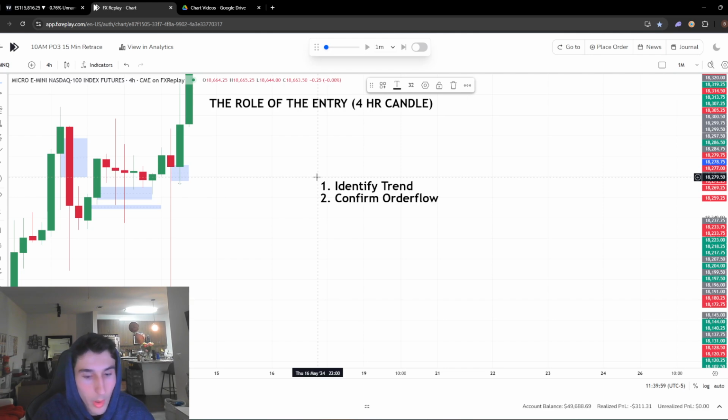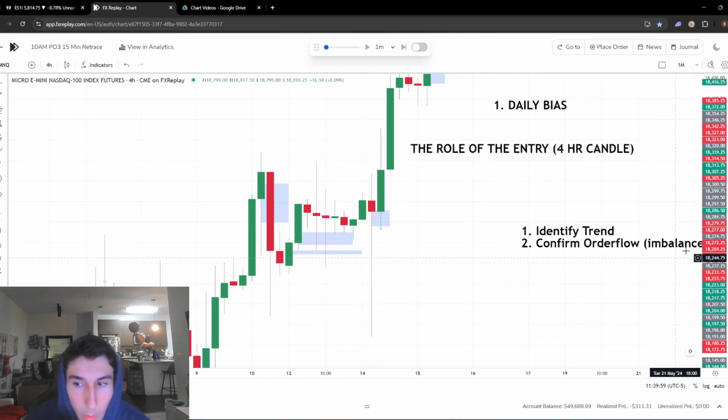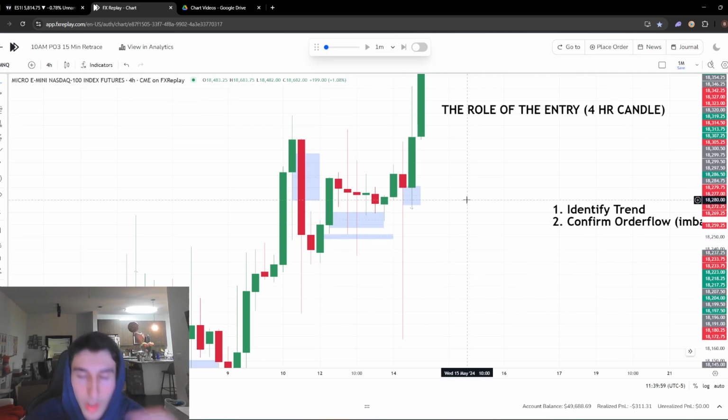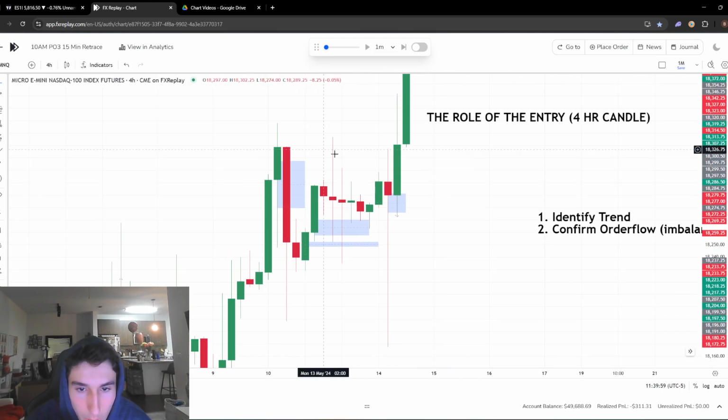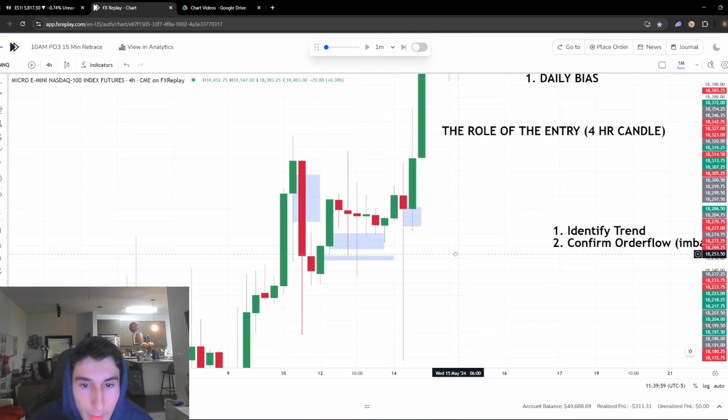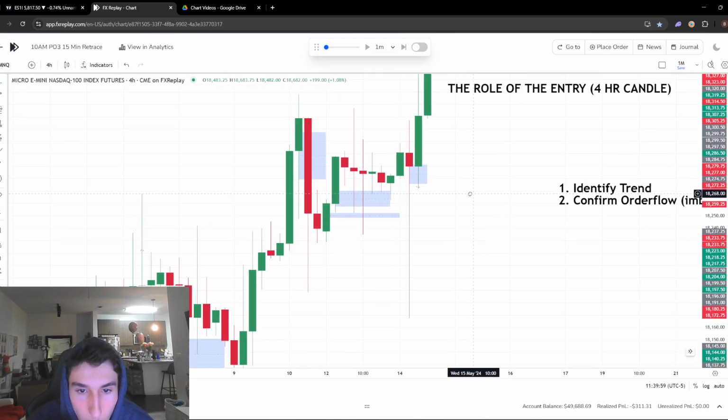Some people call it order flow. What I mean by this is imbalance respect. So are we respecting imbalances in the direction that the market is going in? That'll give you another kind of confluence to go with your trade. So basically what I mean by that, obviously we're trending upwards, right? Y'all can see clearly we're trending upwards here. When we generate a fair value gap, are we respecting that?